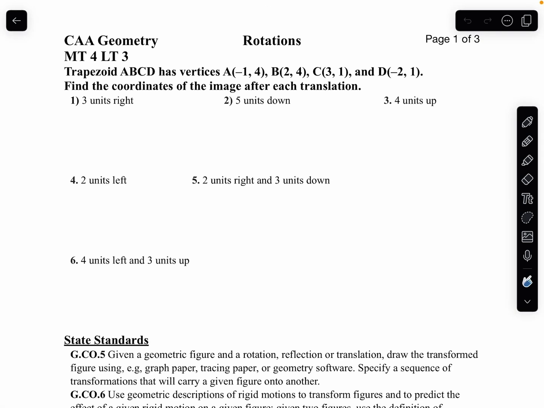Hello, let's take a look at your MT4 LT3 seminar. Before you start, do these first 6 questions and hopefully they'll be kind of self-checking.